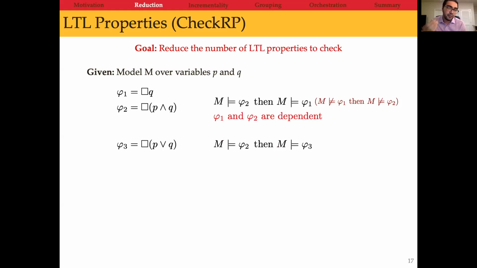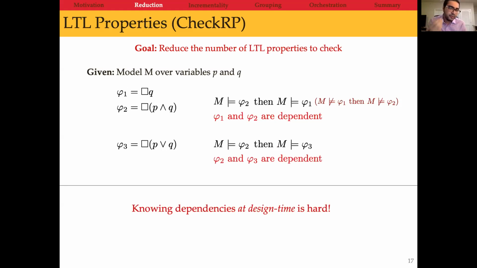Now, if property phi2 holds for a particular model M, then without even checking property phi3, we can automatically conclude that it holds for model M as well. And we say that phi2 and phi3 are dependent. Now, these are simple LTL properties, but as they get more complicated, knowing and learning these semantic dependencies becomes extremely hard. Properties are usually expressed at the LTL level. We need to run some analysis to actually figure this out.